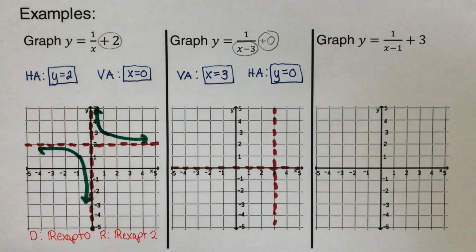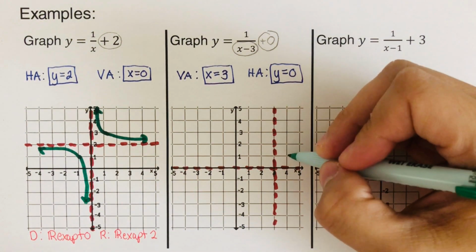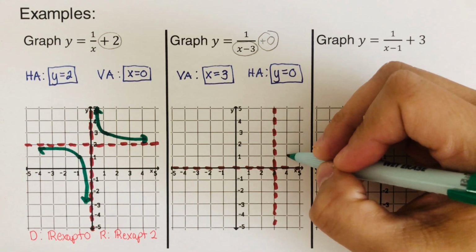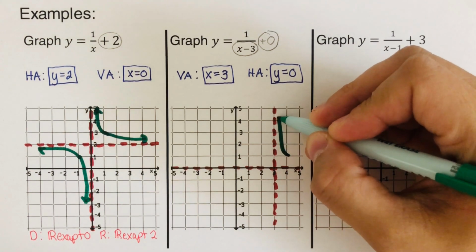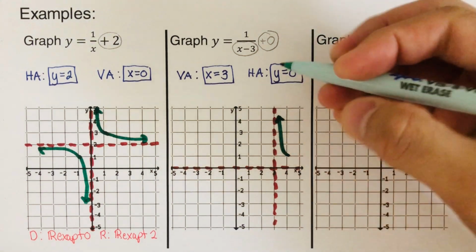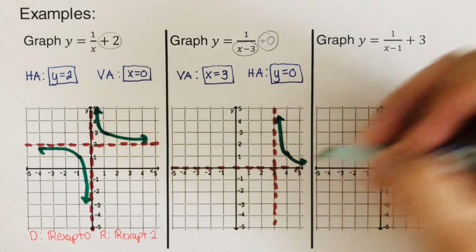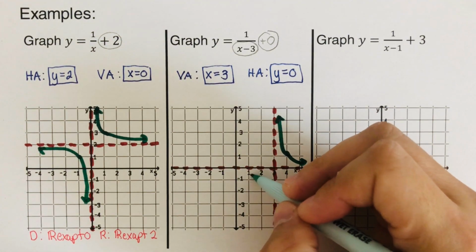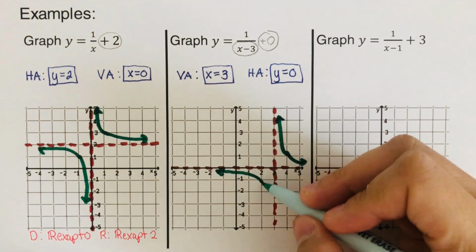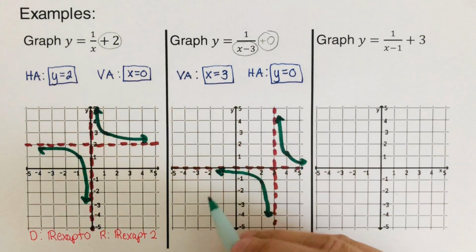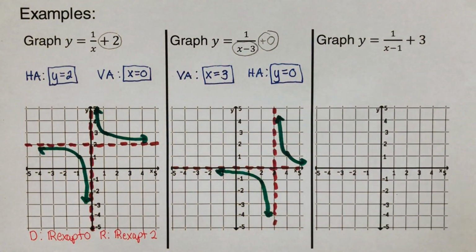That means that our graph would approach, or get closer and closer to the asymptote, but it will never touch it. The same thing for the other side. It gets closer and closer to the asymptote, but will never touch it. This arrowhead tells it that it goes all the way to infinity.